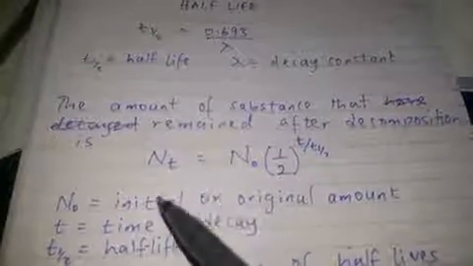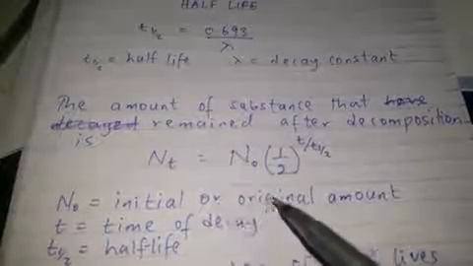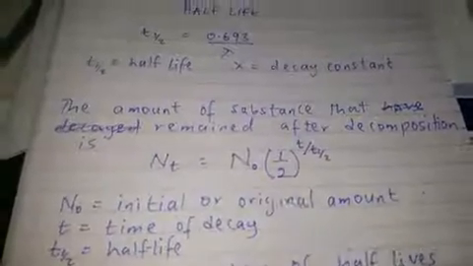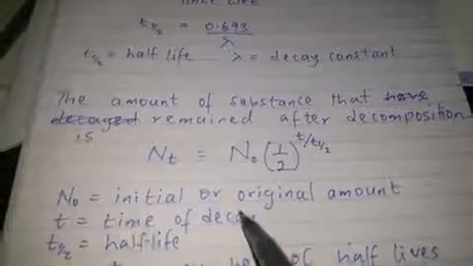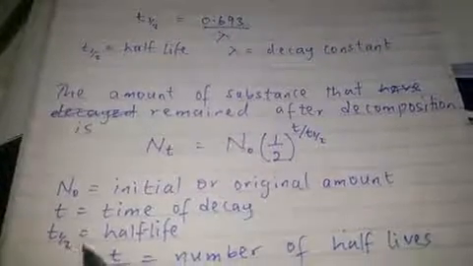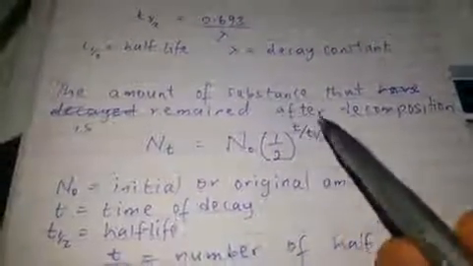Now, what does this mean? Your N naught here means the original amount, that means the initial amount. Your T is the time of decay, while T half is the half-life. So T over T half.